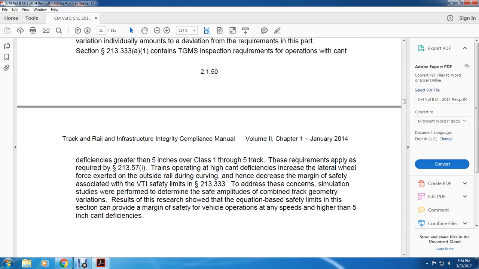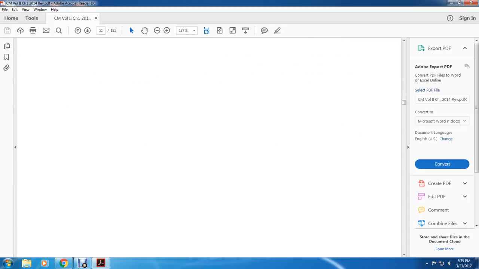A train operating with a high cant deficiency increases the lateral wheel force exerted on the outside rail during curving, decreasing the margin of safety associated with the VTI safety limits in section 213.333. To address these concerns, simulation studies were performed to determine the safe amplitude for the combined track geometry variations. Results of the research showed the equation based on the safety limit in this section provided an equivalent margin of safety for vehicle operation at any speed higher than 5 inches cant deficiency.